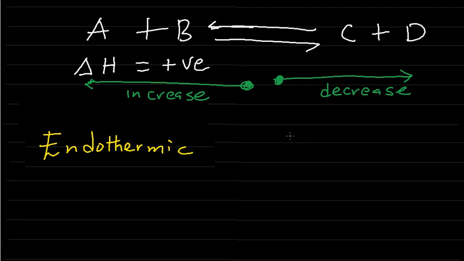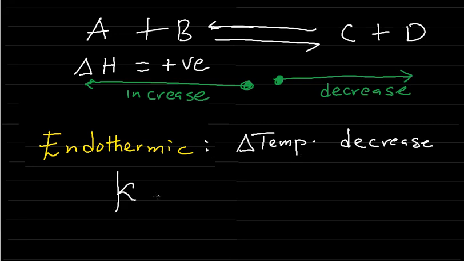So now in that case, for an exothermic reaction, anytime the temperature of the system decreases, you know very well that the equilibrium will shift in the direction of increase. So that simply means that the equilibrium will shift to the left.